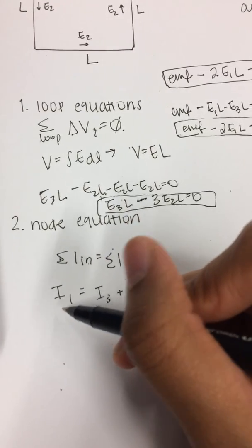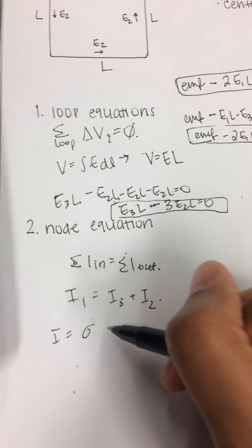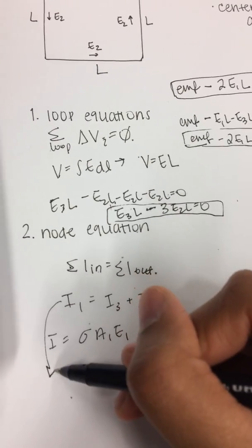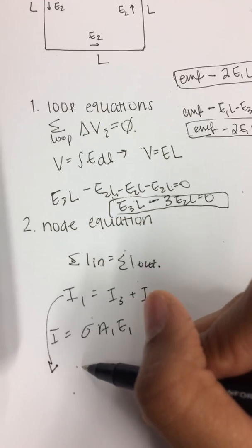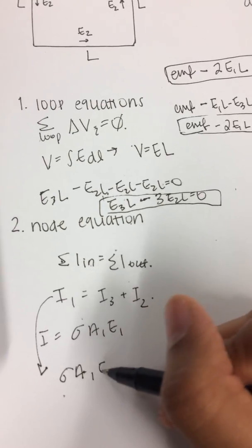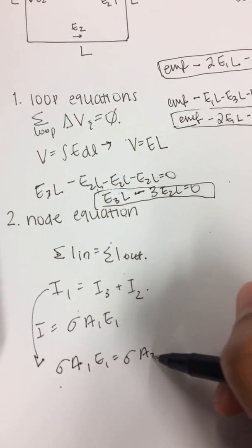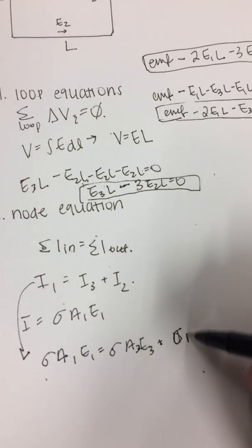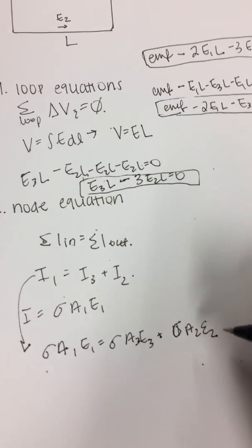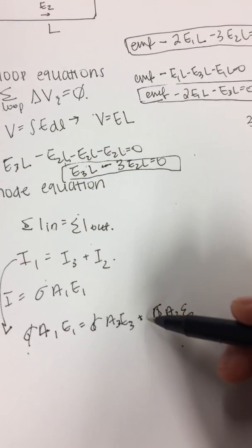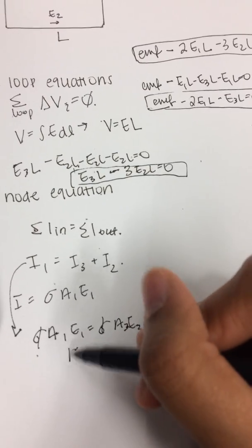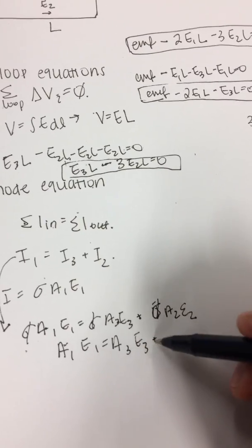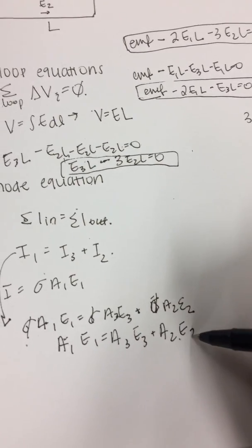And you also know that I equals sigma A1 E1, relating to the capacitance. And then simplifying this equation even more, you have A1 E1 equals A3 E3 plus A2 E2. And then you can cancel it out because it's the same on each side. And so you know that A1 E1 equals A3 E3 plus A2 E2.